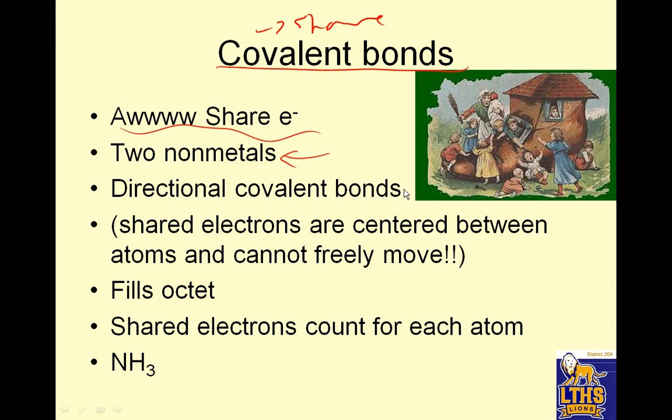Make sure you know these are called directional covalent bonds because the electrons are stuck in between the 2 atoms, meaning they can't freely move. They're in an area between the atoms. It helps the atoms fill an octet, or get 8, because 8 is great. The shared electrons count for each atom. We did this on the other page. In this molecule, one of these 2 electrons was from nitrogen, one was from hydrogen. They're shared, so hydrogen's using them and nitrogen's using them.